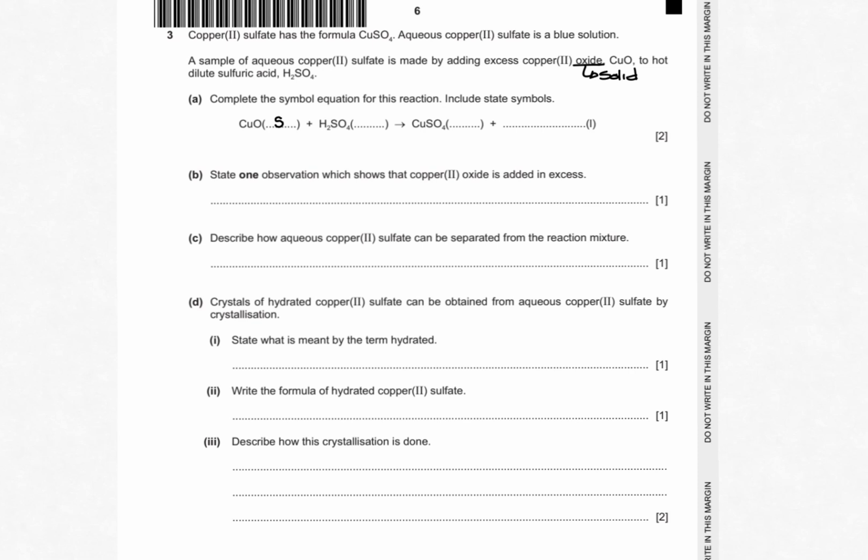We then have sulfuric acid. And like we can see in the question, they say dilute sulfuric acid. Now the word dilute should indicate that it's aqueous. We then have copper sulfate. And in our question, it says that we produce aqueous copper sulfate. So we know that this one is also aqueous.